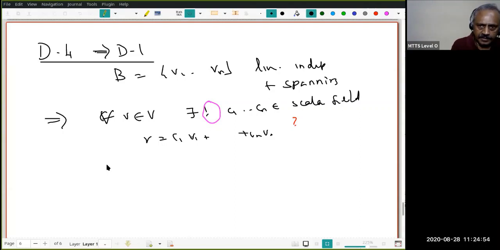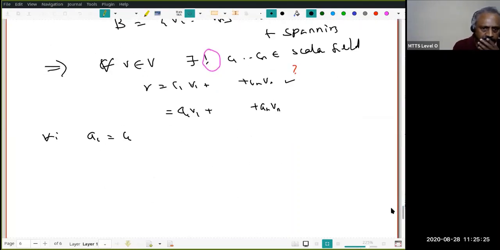Are you following? Since it's a spanning set, given any vector, I can always write it as a linear combination. Therefore, the existence of scalars C1, C2, ..., Cn so that this happens is already granted. So all I have to prove is that it's unique. That is, suppose it's also equal to A1 V1 plus ... plus An Vn. Then I have to prove Ai equals Ci for all i. That will prove uniqueness, right?